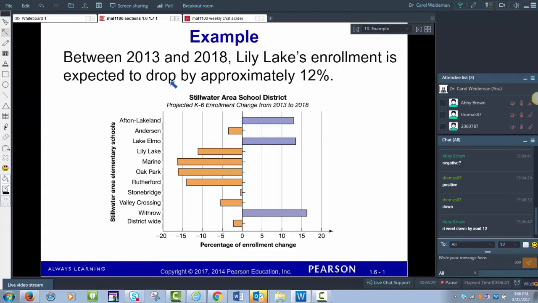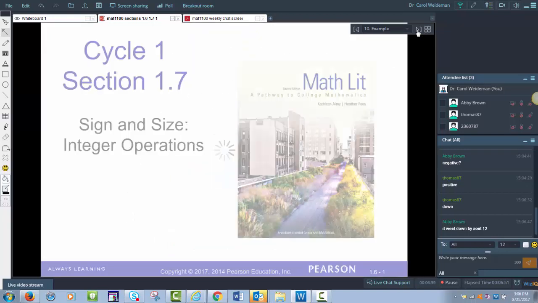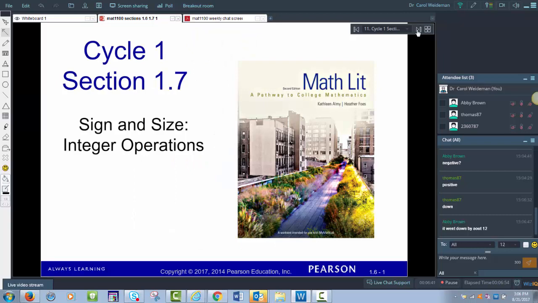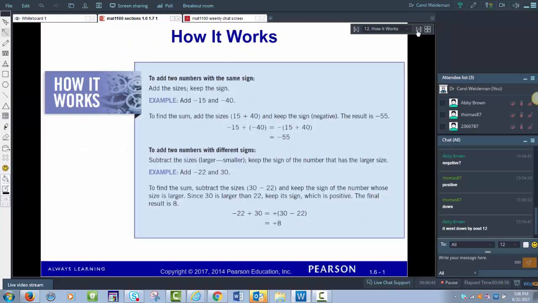So that's another application here. We wrote drop, so we didn't put a negative in front of it, but we're actually looking for a decrease here. So notice down here, these are all negative percent changes. So nice application. You'll see some things in your homework like that. All right, so let's keep working with the integers now. So let's talk about operations with integers.